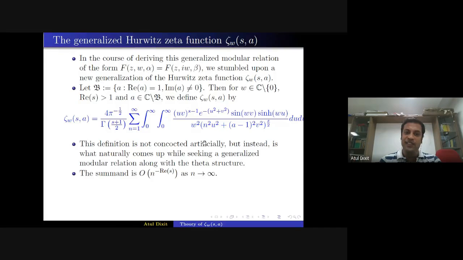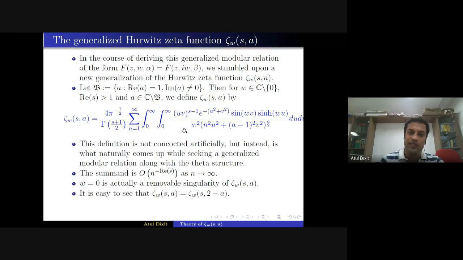So the summand can be easily shown to be big O of n to the minus real part of s as n tends to infinity. So for real s greater than 1, one can guess that this is an absolutely convergent series as before. But not only that, it is also an analytic function, which I'll say on the next slide. But what I want to emphasize here is that w equal to 0, if you see from here, is actually a removable singularity. So one can have this definition for all complex w.